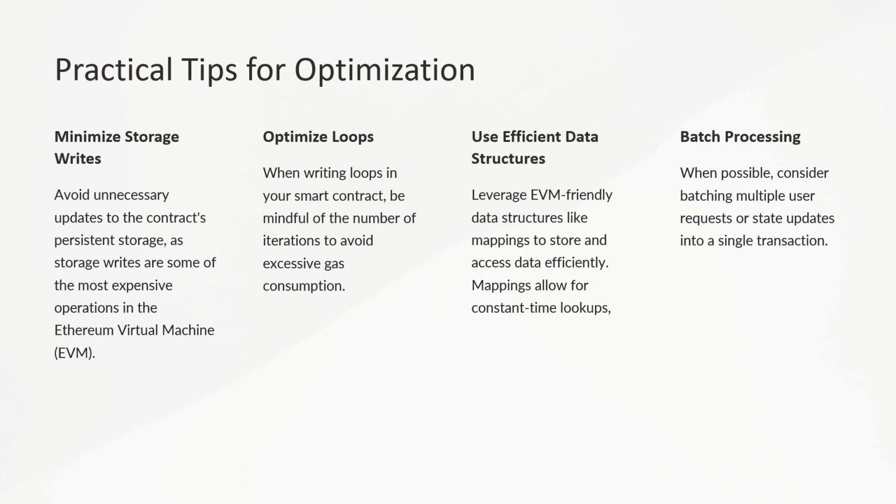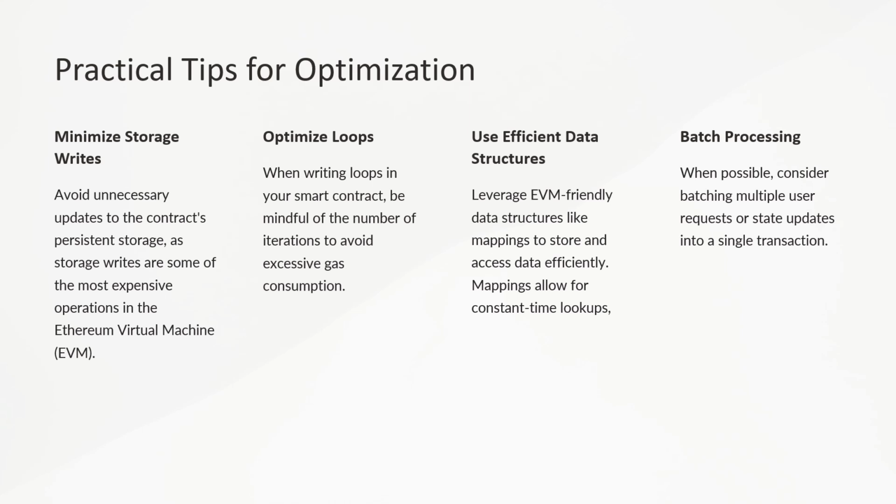When writing loops in your smart contracts, be mindful of the number of iterations to avoid excessive gas consumption. Look for opportunities to break out of a loop early or batch multiple updates together to reduce the overall gas cost. Leverage EVM-friendly data structures like mappings to store and access data efficiently. Mappings allow for constant time lookups, which can be more gas efficient than iterating through arrays or other complex data structures.